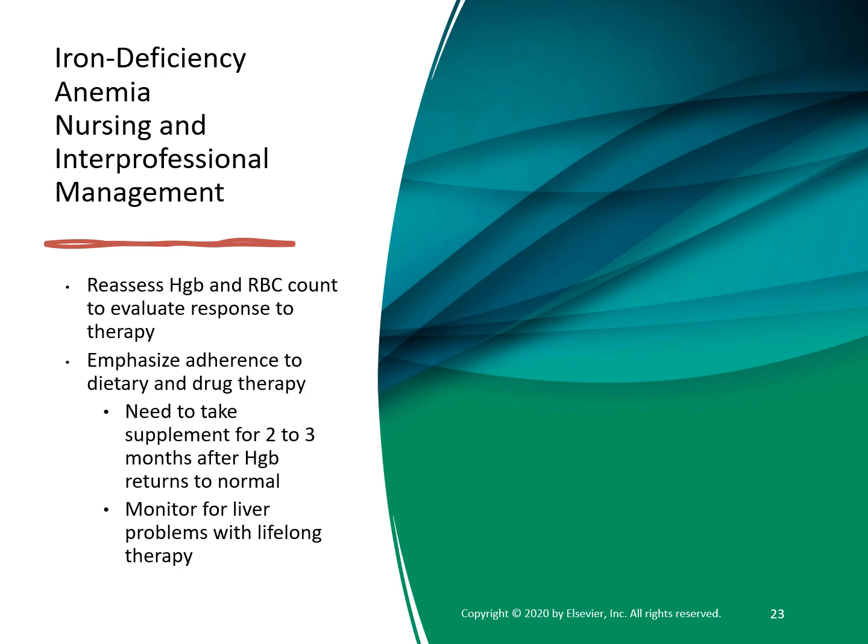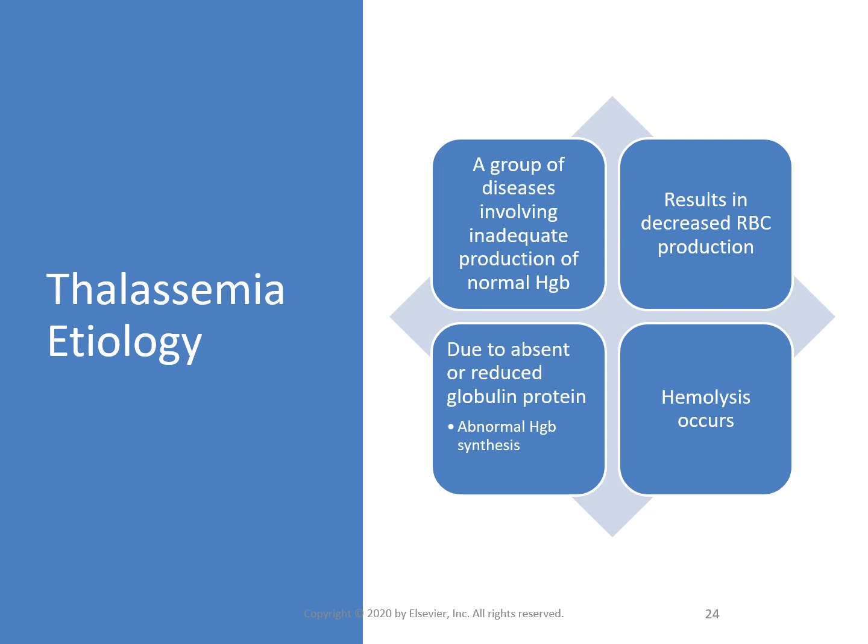Again, we want to reassess the hemoglobin and hematocrit and the RBC count, so they need to get periodic blood tests. Emphasize their adherence to their diet and drug therapy. I want you to be able to write down and name 3 common foods that are high in iron so that you can pick them out of a menu. And then we're going to monitor the liver if they're on long-term iron therapy.